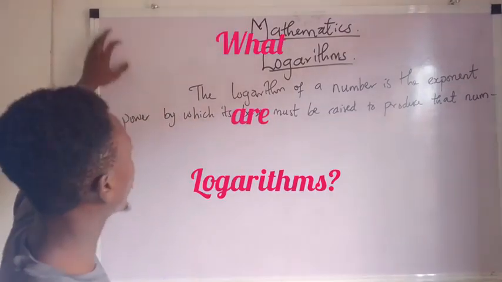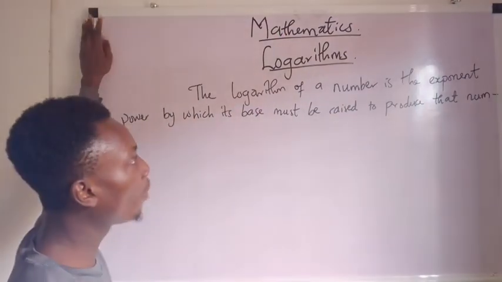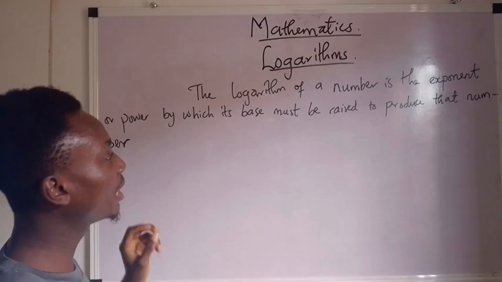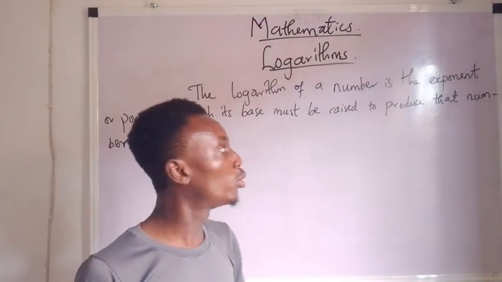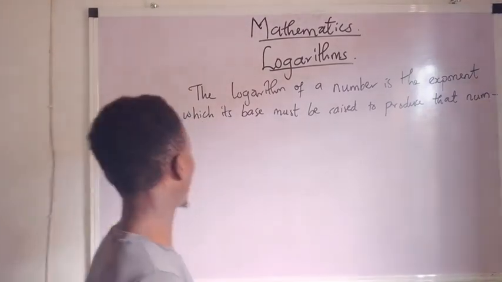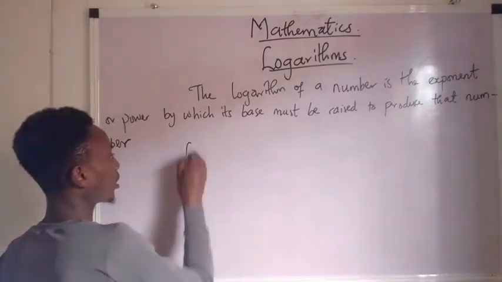Now what are logarithms? The logarithm of a number is the exponent or power by which its base must be raised to produce that number. Now don't be confused. For example, look at it.